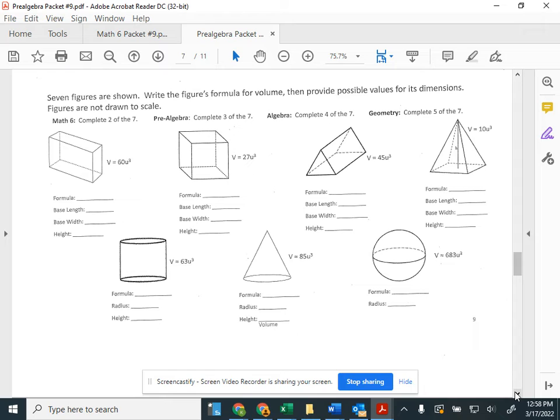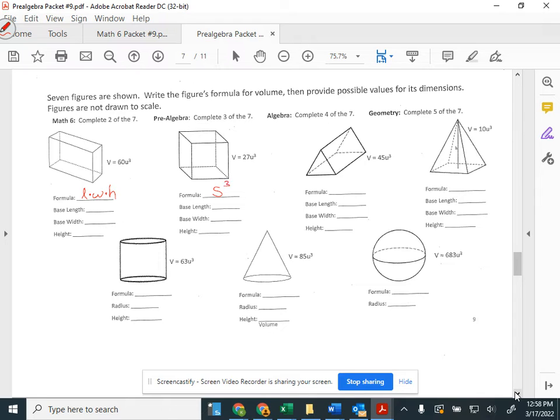So, in order to do that, we need to know all of our formulas. Some of us are already starting to memorize some of these formulas. Let's see how we do. What is the formula for the volume of a rectangular prism? Length times width times height. What about a cube? Harrison? Side cubed.